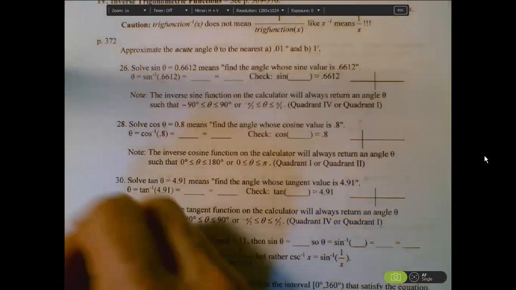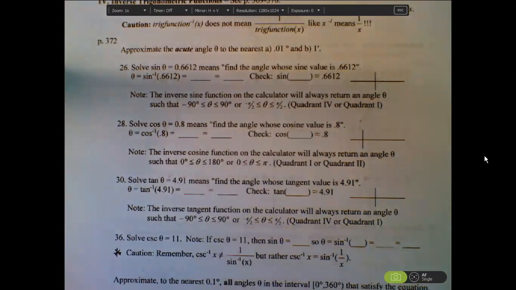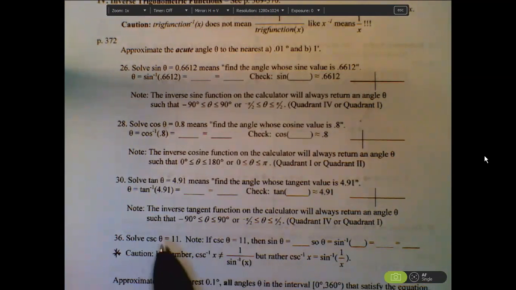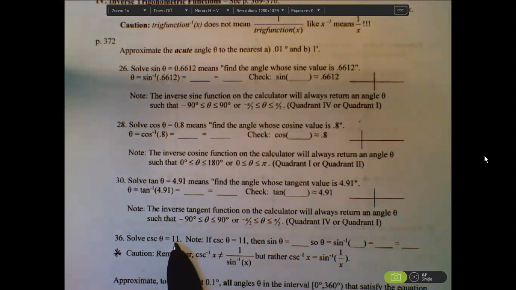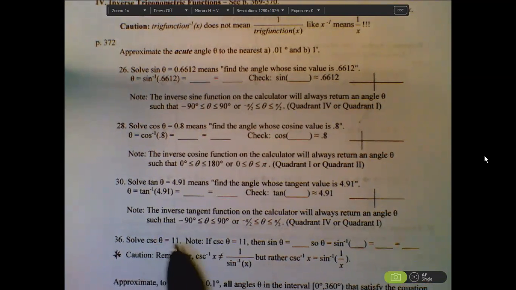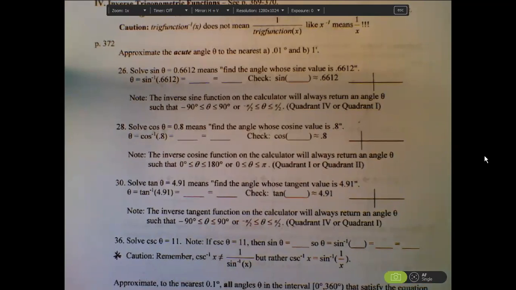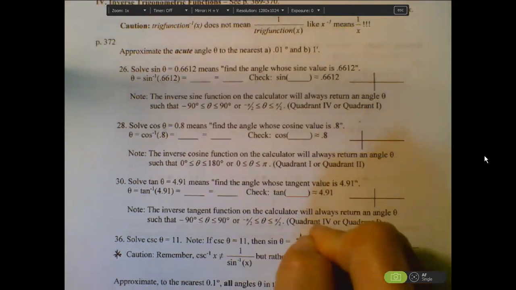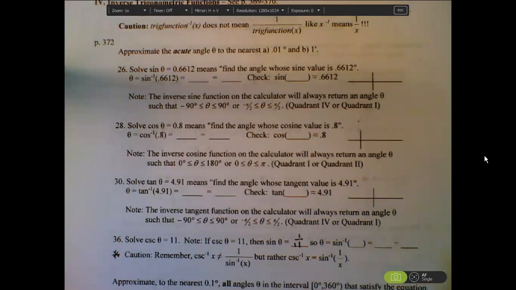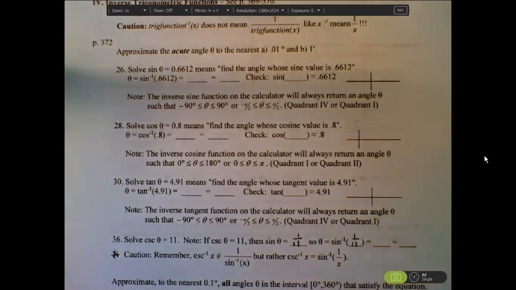This caution is very important. If you're looking for the angle whose cosecant is 11, and you don't have an inverse cosecant button on your calculator, you have to think if cosecant is 11, then sine is 1/11. And so you do inverse sine of 1/11 instead of doing 1 over inverse sine of 11.